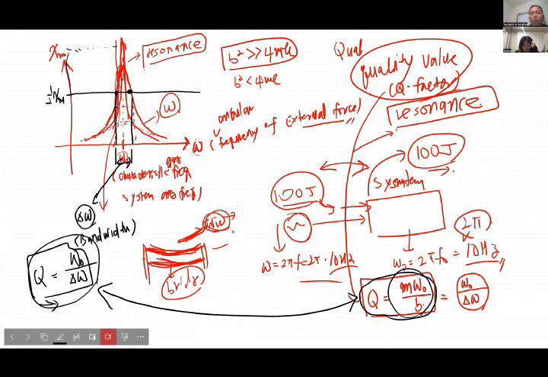If Q is low, which means the bandwidth is wide, then your resonance peak is broad like this. But if Q is high, which means the bandwidth delta omega is small, then you end up with a really sharp resonance like this. That's why Q is called the quality factor, because it indicates how sharp the resonance peak is in a given system. Okay, so that is the end of the main part of this chapter.